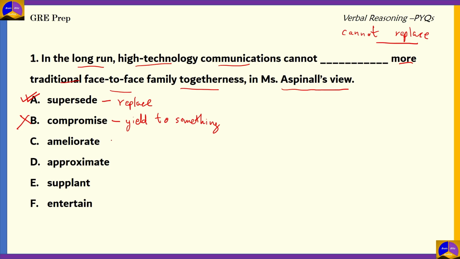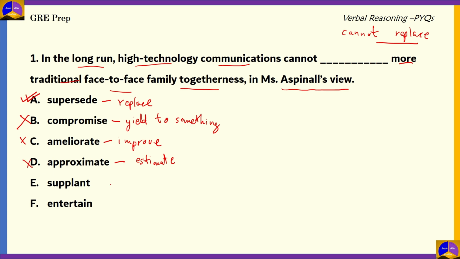Option C is ameliorate. Ameliorate in simple terms means to improve something. So therefore, if we used ameliorate, then that would mean high technology communications will improve face-to-face family togetherness, which is nonsensical. Let's look at option D, approximate. So again, this is to estimate or to find out the most likely value of something, even though it's not the exact term. Again, something that cannot be used in this particular context. So option D is incorrect.